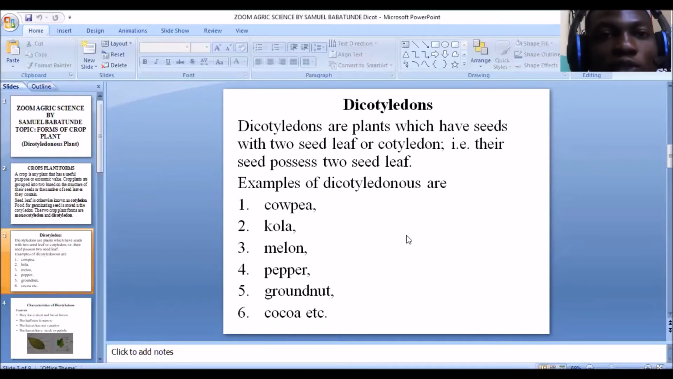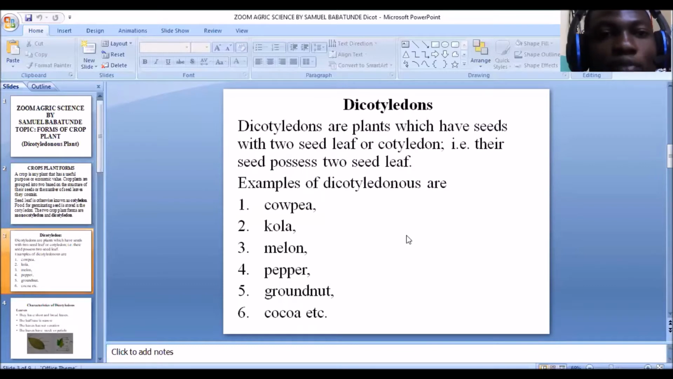Now, when you combine these words together, dicotyledonous plants are plants which have seeds with two seed leaves. That is, their seeds have two cotyledons. That is, the seed possesses two seed leaves. So this is just a simple definition of a dicotyledonous plant. Wherever you hear or come across the word dicotyledonous plant, it simply means plants which have seeds with two seed leaves. That is, these seeds have two cotyledons, because cotyledon is a synonym of seed leaf.